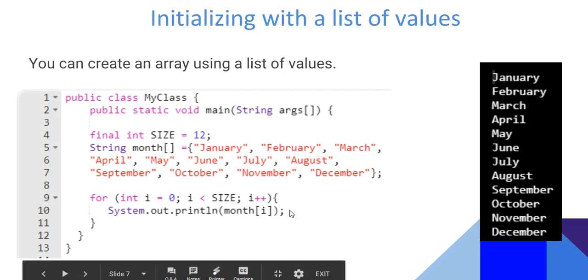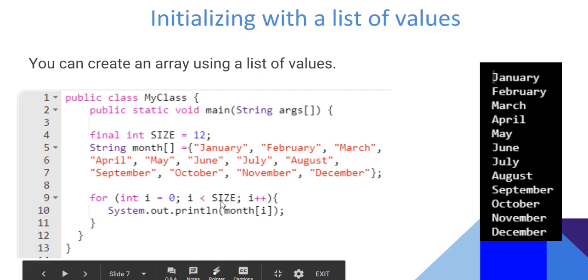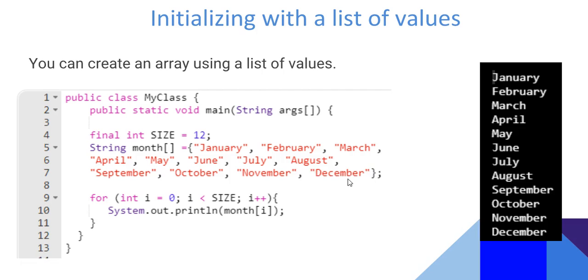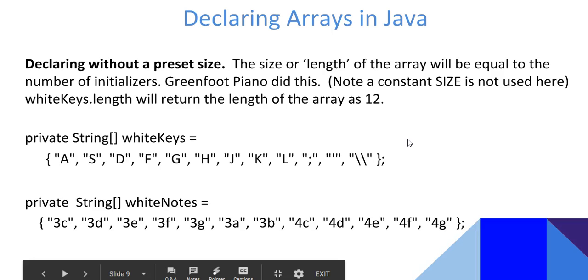This is another example using an initialization list and using that constant size. A constant in Java is declared with the keyword final right here. And so this one stores a list of all of the months of the year, and so there's 12 of them. Please note again it goes to i less than size. The highest index here will be 11. So December, which is the 12th month, will be at an index of 11, and then it's using a for loop in order to process. Another example, just indicating the for loop is used for processing.